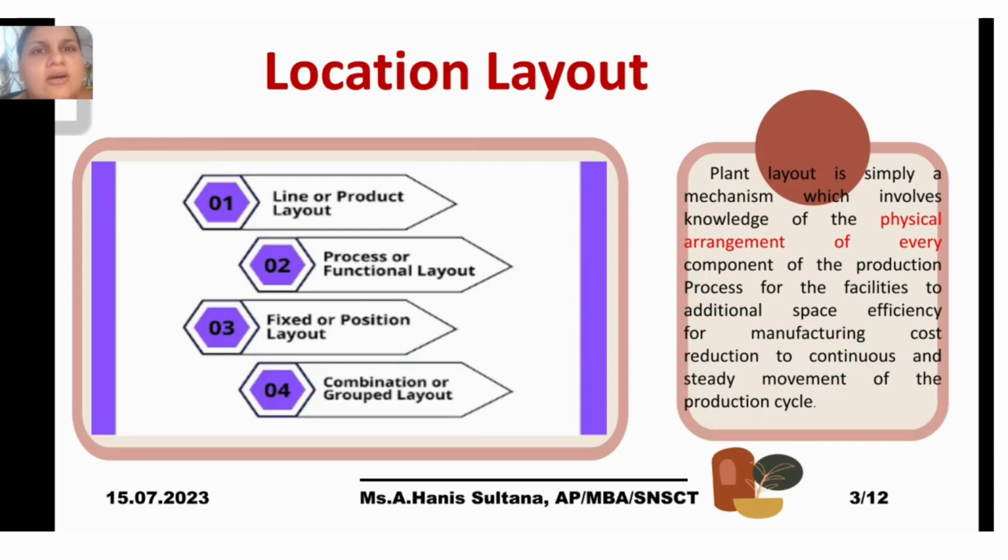So for location layout or plant layout, there are typically 4 types of layout: line or product layout, process or function layout, fixed or position layout, and combination or grouped layout. Plant layout is simply a mechanism which involves the knowledge of the physical arrangement of every component of the production processes.